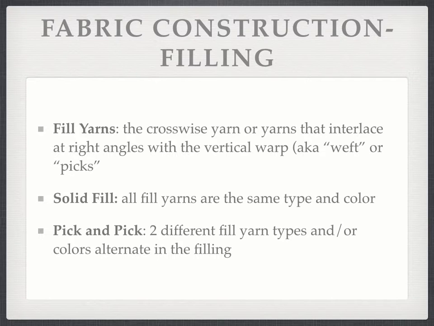The other yarns are the filling yarns. These are the yarns that run horizontally across the beam, so they're also referred to as weft or picks. They will interlace the warp yarns at 90-degree angles. A solid fill is like a solid warp, which means all of the fill yarns are the same type and color. And pick and pick means that you have two different fill yarn types and/or colors alternating in the filling, so the horizontal running yarns.